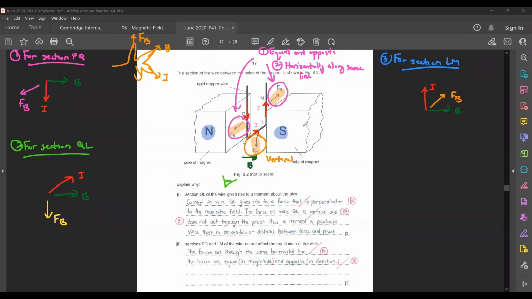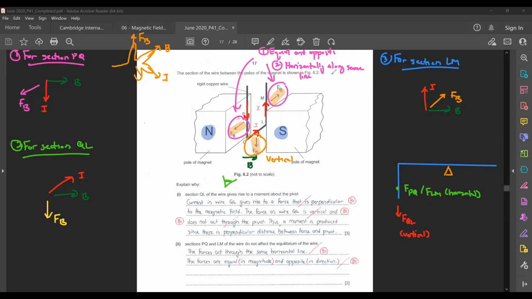So now, if you were then to look at the entire diagram, say from this view here, if I redraw the entire diagram from the front, giving me a fully 2D view, it looks like this right now. This part here is my pivot, and then this part here is my wire. Okay. The magnetic force on section QL will be over here. This one is acting vertically. And then the magnetic force on sections PQ and LM will be right over here. This is magnetic force on section PQ as well as magnetic force on section LM. These are horizontal forces.